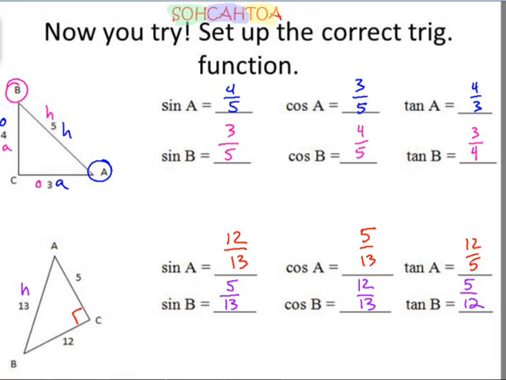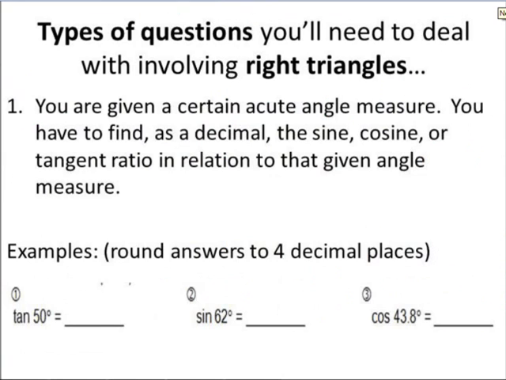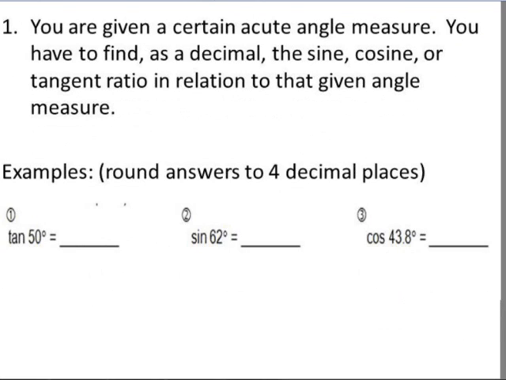But we tried to really label the hypotenuse and the opposite and the adjacent depending on which angle we were talking about. So there you go. Let's take a look here. So, types of questions you'll need to deal with involving right triangles. Now, you're given a certain acute angle measure. You have to find, as a decimal, the sine, cosine, or tangent ratio in relation to that given angle measure. So, for example, we have problems like this where we're just asked to find the tangent of 50.